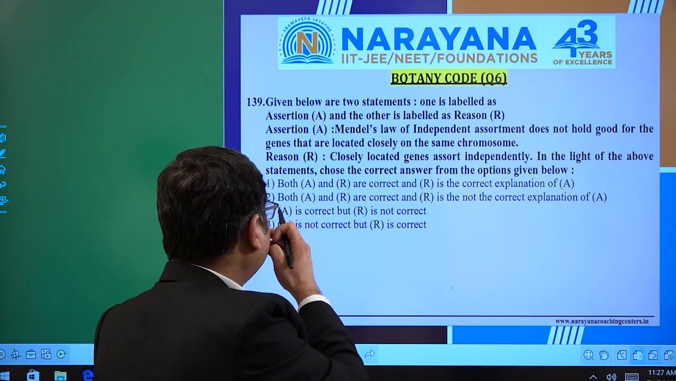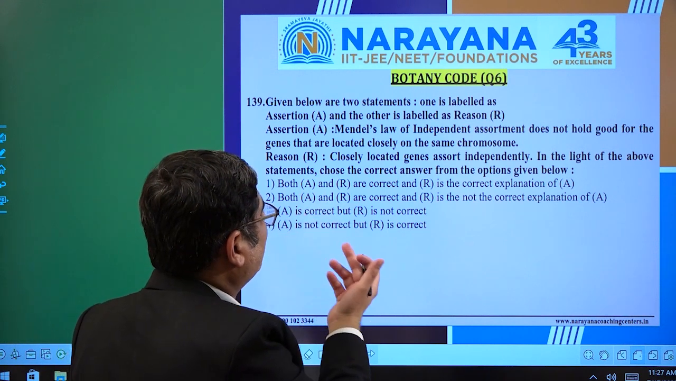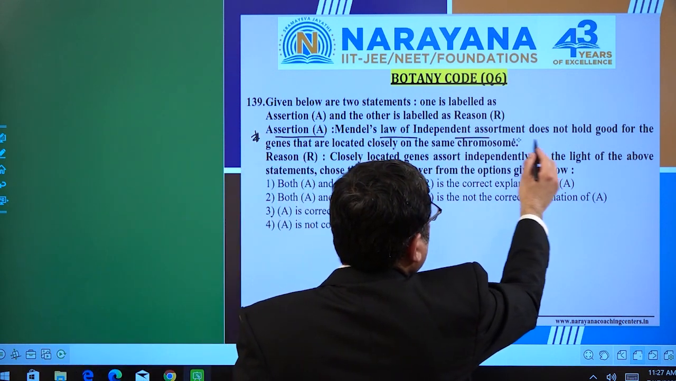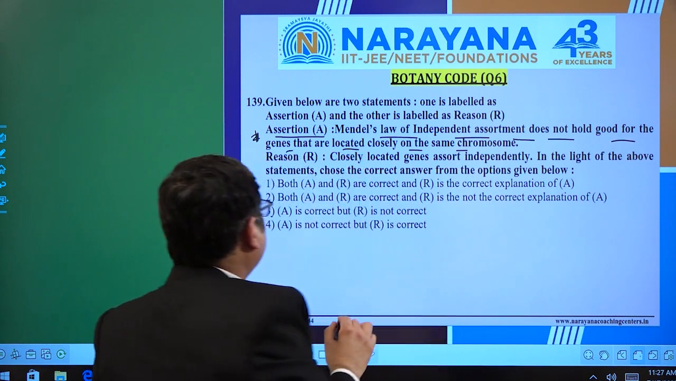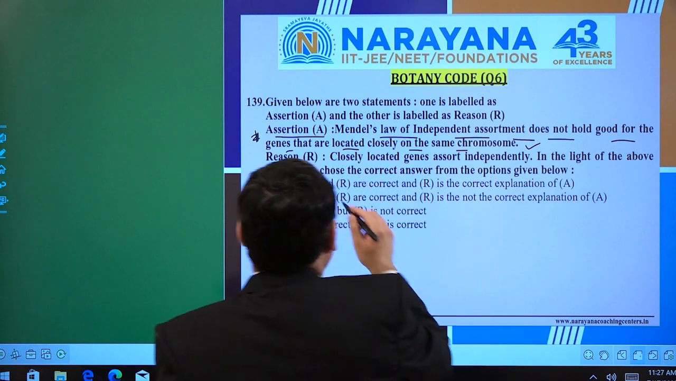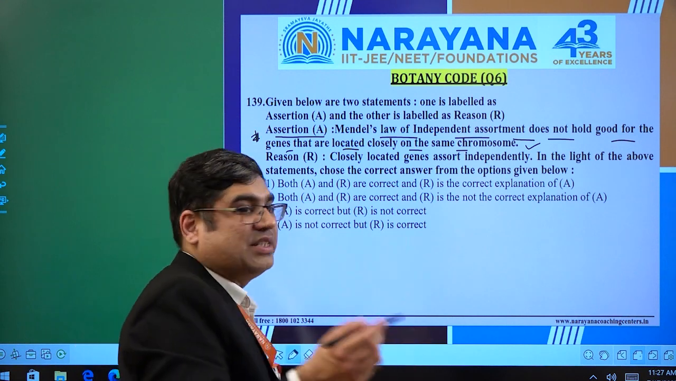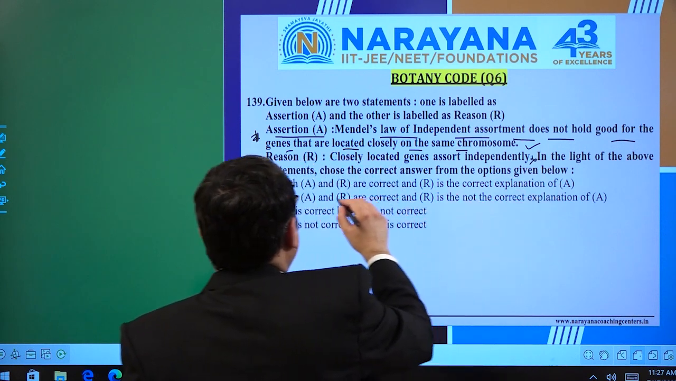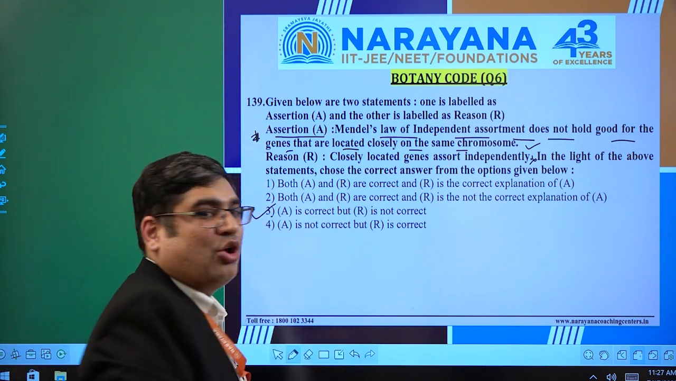It is question number 139. In this question, an assertion and reason are given. The assertion is that Mendel's law of independent assortment does not hold good for genes that are located closely on the same chromosome, because in such a case they will show linkage. So this statement is correct. Now the reason: closely located genes assort independently. No, since closely located genes are linked genes, they cannot assort independently. So this must be wrong. The assertion is correct, but the reason is wrong. That is option 3.